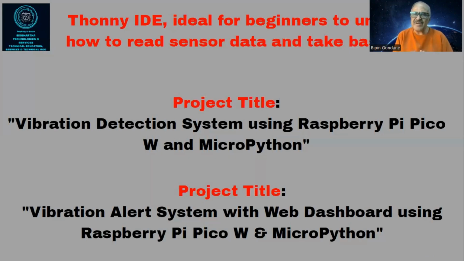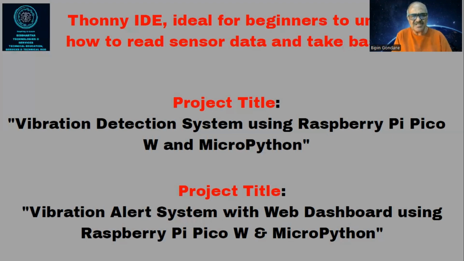Please remember, the project we are doing today uses simple sensor data, and we will see the output in different ways. The first project is a vibration detection system using Raspberry Pi Pico W and MicroPython. It is a simple project where I have used a vibration detector. It will give you some output, some indication, that we will see.